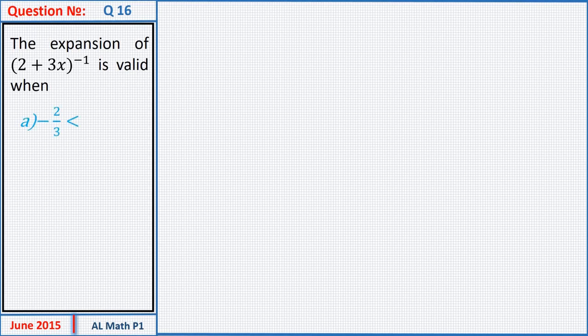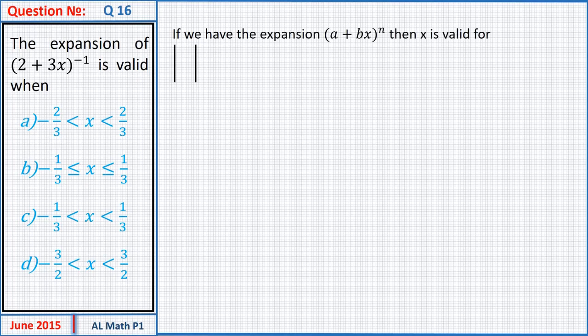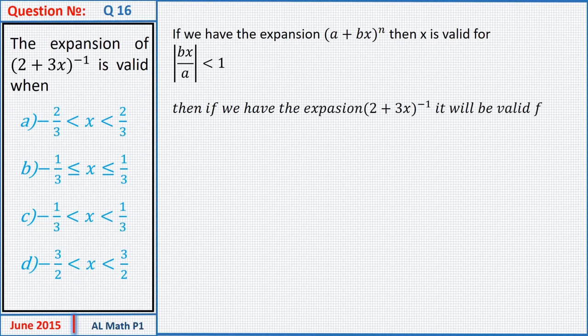Question 16 says the expansion of (2 plus 3x) to the power negative 1 is valid for, and they've given us different answers. So now, if we have the expansion (a plus bx) to the power n, this expansion will be valid when what? The magnitude of bx on a is less than 1. So now comparing with our own expansion, we have that the magnitude of 3x on 2 is less than 1.